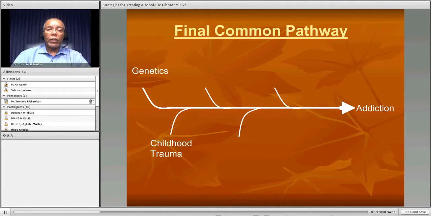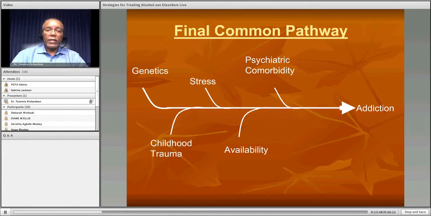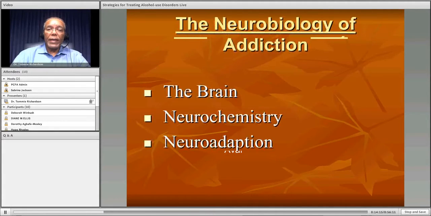One of the major contributors is childhood trauma, stress, availability of the drugs or alcohol, and psychiatric comorbidities. I just want to say that alcohol dependence and other drug dependencies are brain diseases that involve the neurotransmitter systems in the brain, but they are precipitated by stress. So always keep that in mind when you're seeing a patient with any type of addiction.